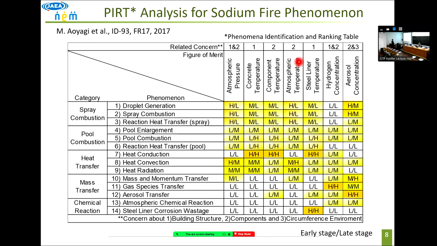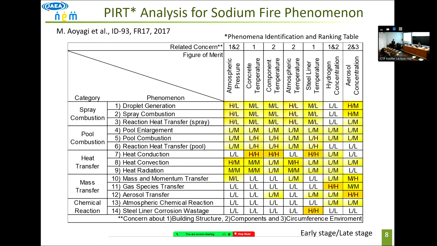PIRT means the phenomena identification and ranking table. This viewgraph, this table, shows our investigation of the PIRT. And in the PIRT, we categorize each physical phenomenon, for instance, spray combustion, pool combustion, heat transfer, mass transfer, and chemical reaction. And as a figure of merit, it's quite difficult in the case of sodium fire. In a general PIRT, we just take into account only one figure of merit.